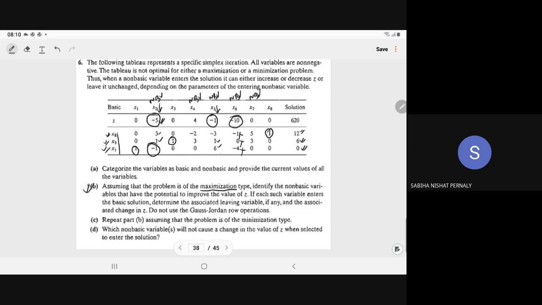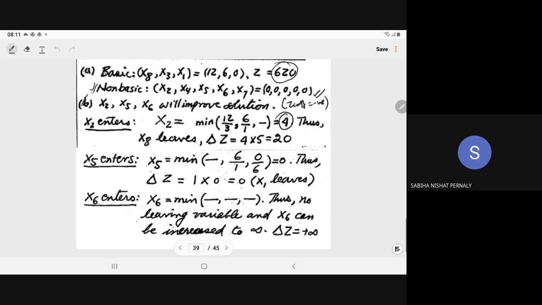So the total change in the z value, 620 will be 5 into 4. So now in the next iteration, if x2 enters, it will increase to 640. So due to the entry of x2, there is an increase in the value of z by 20. So delta z will be 4 into 5.